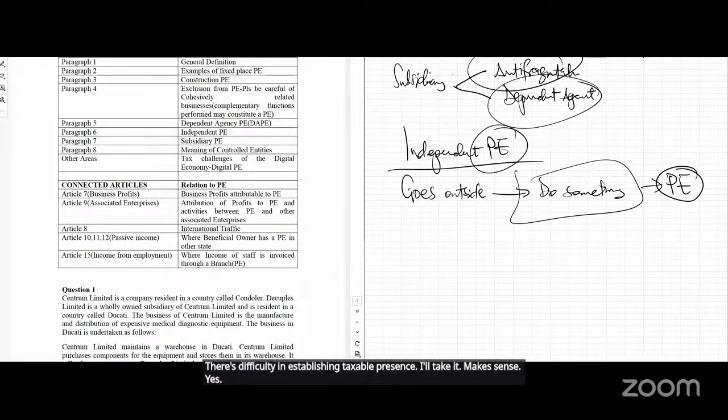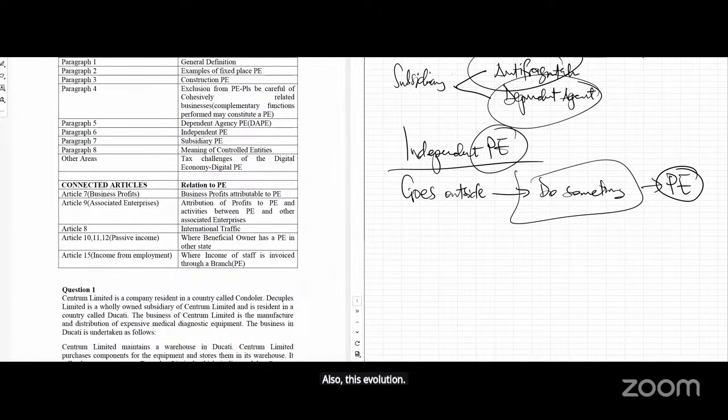Yes. Also, base erosion. Base erosion and nexus. They can also trade within the country without a PE. Okay. You can also trade within the country without a PE. Nexus: difficulty in identifying the nexus, or connection with our state. I'll take it. Yes.